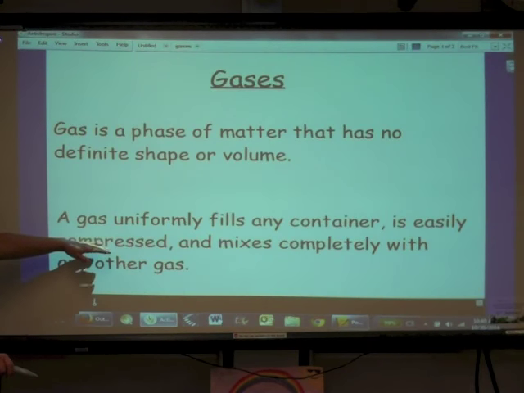But conversely, we can compress it. So that means that if we want to take that gas and move it into a container that has a smaller volume, we can do that, because the space between gas particles is vast.